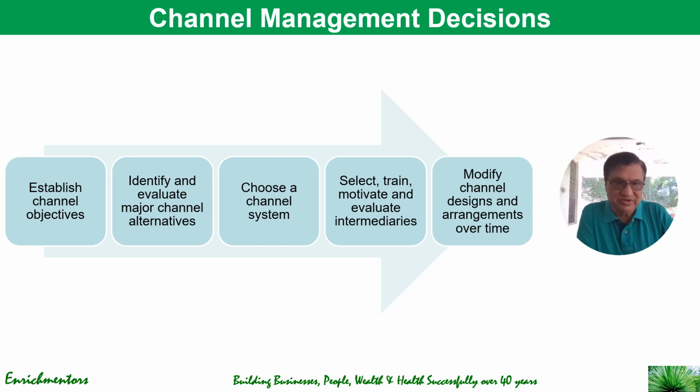Now, as you see here on your screen, there are five key decisions that you need to consider. One is you need to start with establishing the channel objective. What is it that your channel should achieve? Then identify and evaluate the major channel alternatives. Choose a channel system between those various alternatives and then select, train and motivate individual intermediaries in that channel system. And then on an ongoing basis, modify channel designs and arrangements over a period of time. So these are the channel management decisions. Let's take a look at each of these in some more detail.